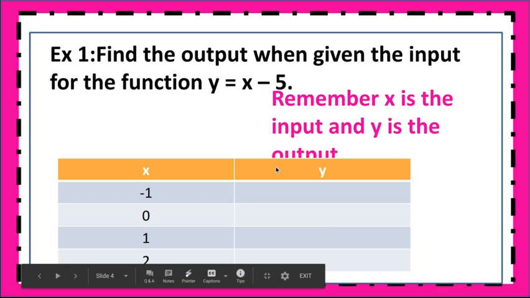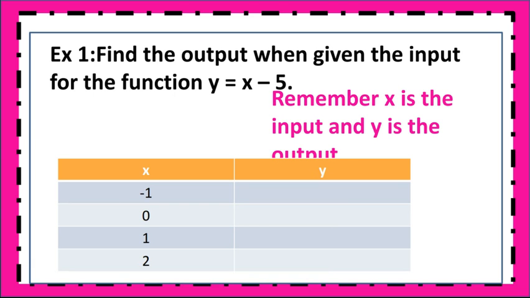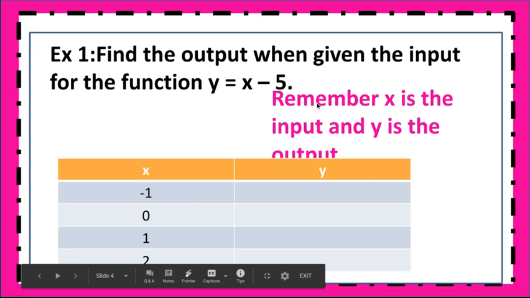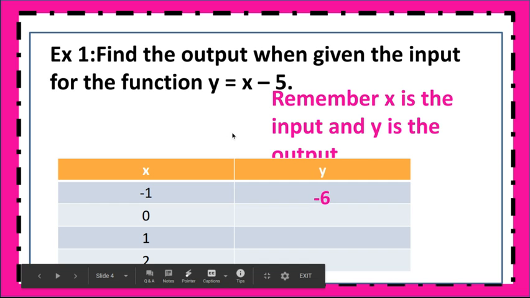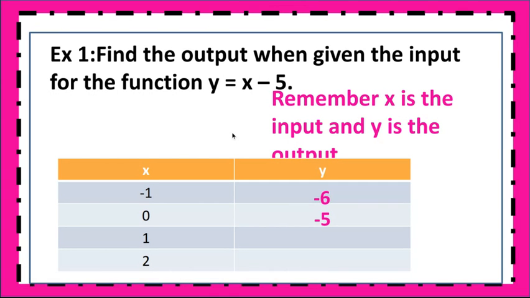The best way to do a lot of this is through what are called function tables. We're being asked to find the output when given the input for the function y equals x minus 5. Here's our function rule. Here are our x values, our input values. Remember, the x is the input and y is the output. When I input a number into my function rule, I get only one output. When I input -1, it's like having y equals -1 minus 5. Well, -1 minus 5 is -6, so y equals -6. When I input 0, I replace x with 0, so I have 0 minus 5, which is -5.